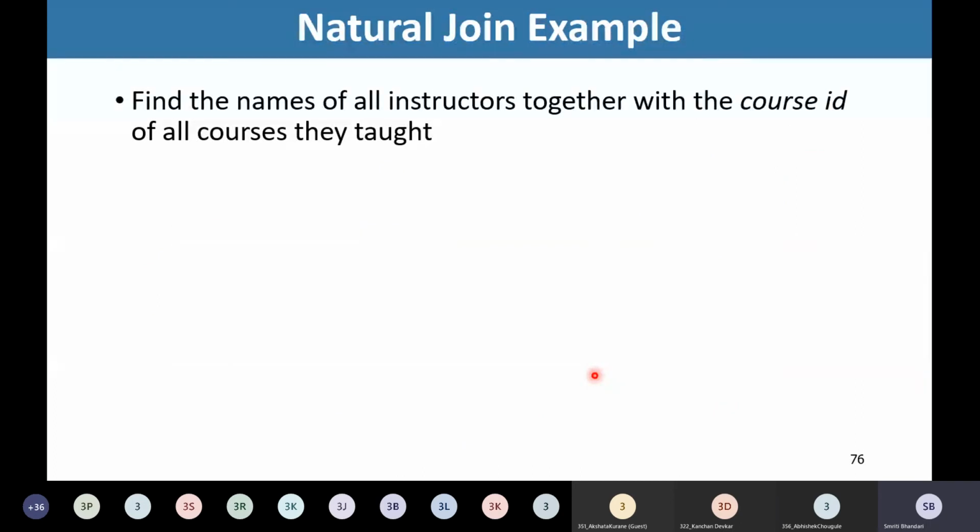Fine. So now I'm giving you this exercise. Find the names of all instructors together with the course ID of all courses they taught. What we want? You write down this statement. Find the names of all instructors together with the course ID of all courses they taught.